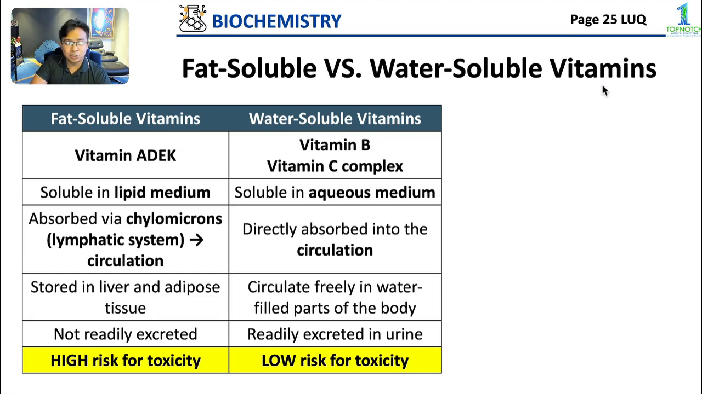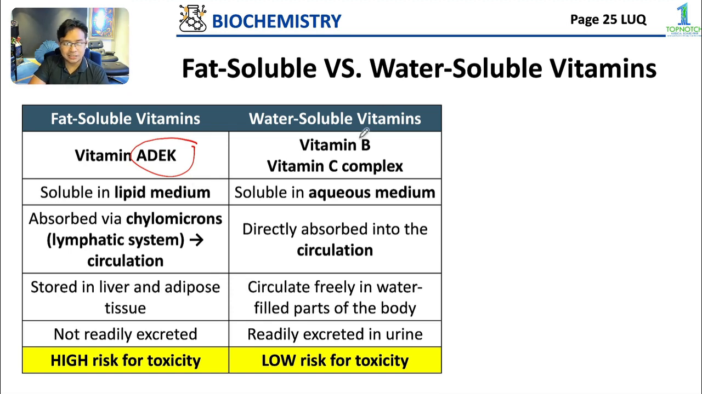Vitamins are classified into two major categories, fat-soluble and water-soluble. So, we have your vitamins A, D, E, K, vitamin B, and your vitamin C. A, D, E, K are soluble in lipid medium. They are absorbed by your chylomicrons and can be stored in the liver and adipose tissue. They are not readily excreted. Hence, they have a risk for toxicity because they stay mostly in the body.